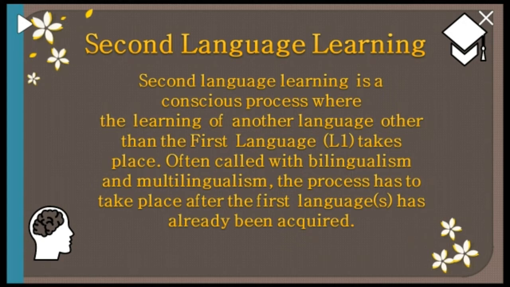And then the next is second language learning. What is second language learning? Second language learning is a conscious process where the learning of another language other than the first language takes place, often called bilingualism and multilingualism. The process has to take place after the first language has already been acquired.